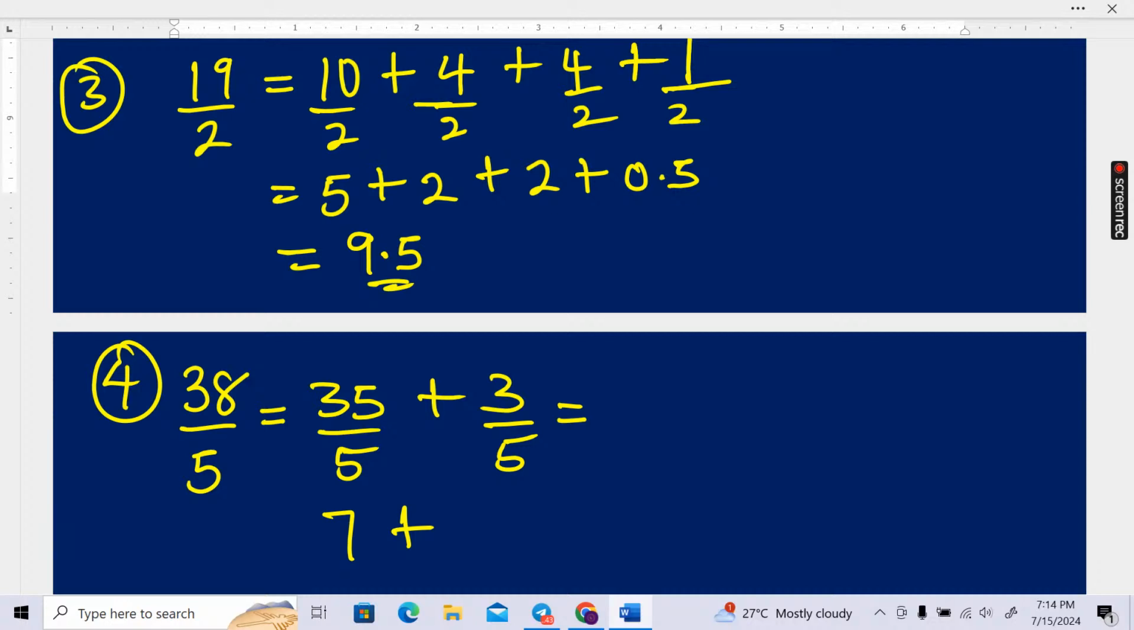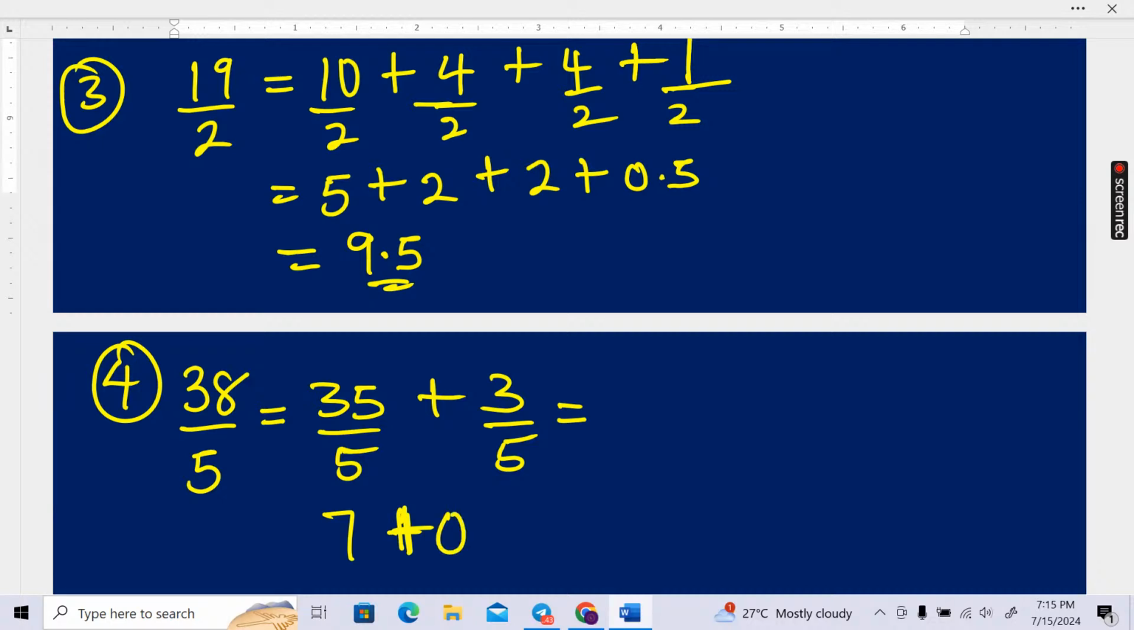Everybody type in the comment section what 3 over 5 will be in decimal. What is 3 over 5 in decimal? Type it in the comment section. What is 3 over 5?